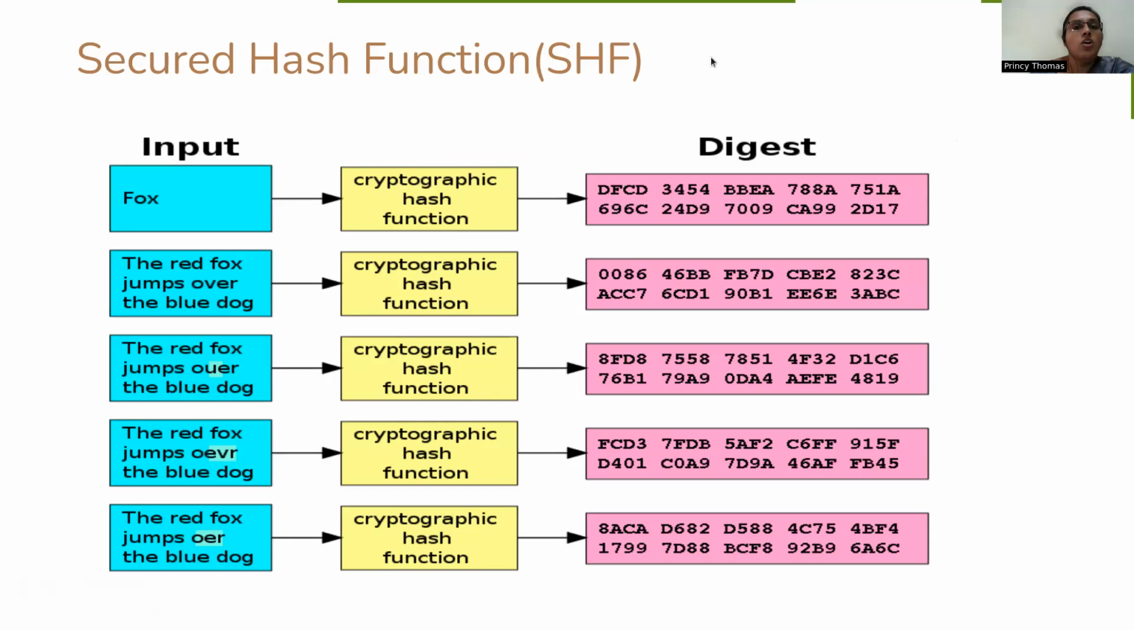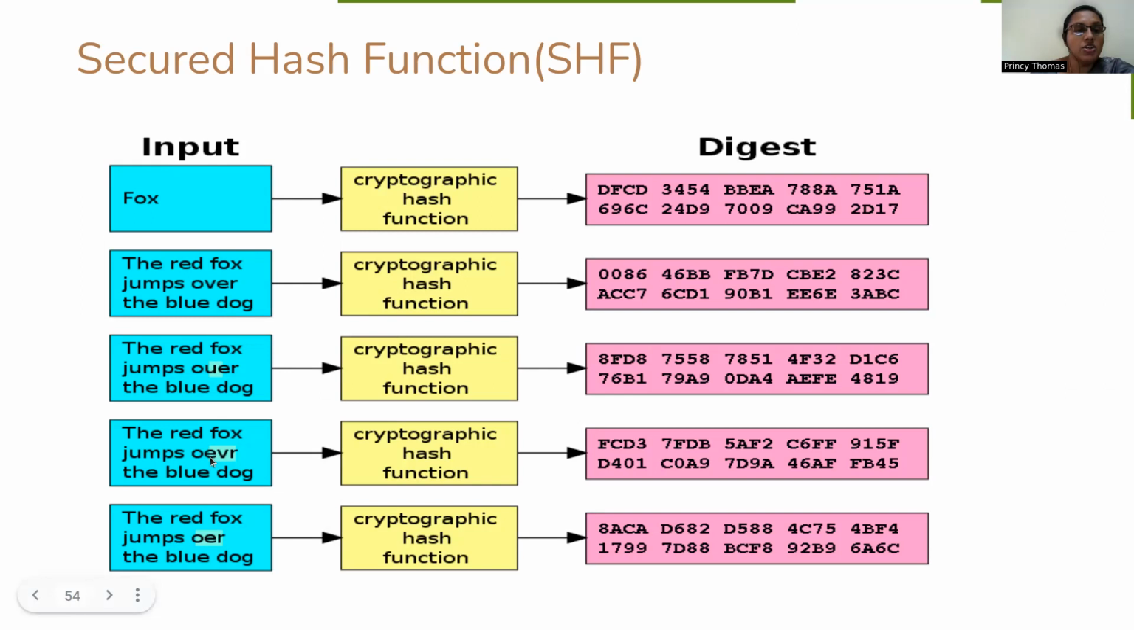Okay, now what exactly is the hash function and how secure is it? If you look at this, this is the SHA function, a cryptographic hash function. And we see over here, different inputs are given to the same function. The first input is fox. The second input is the red fox jumps over the blue dog. The next input is the red fox jumps over the blue dog, where only V from the previous message is changed and it becomes U. Everything else is the same. Only this V is turned to U over here.